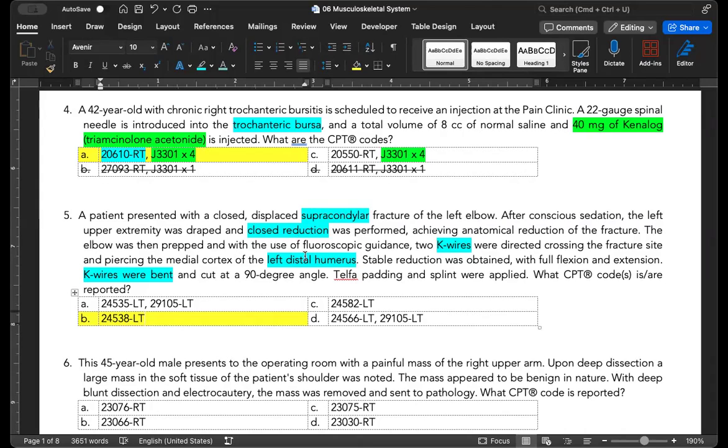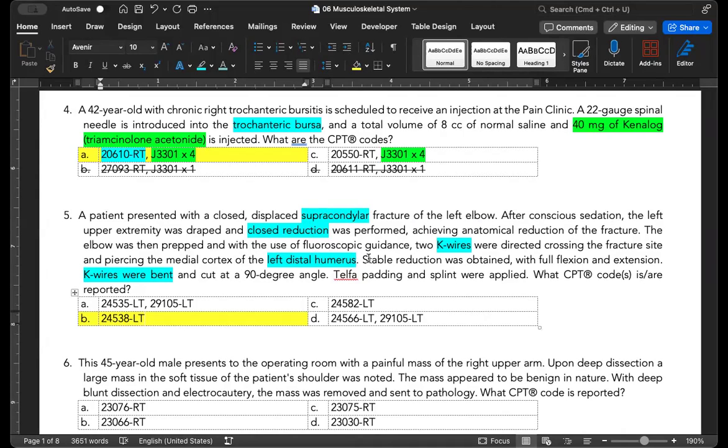Okay, I have a question about that. That would be in the real world setting, but in a testing setting, they're really not listing the fluoroscopy, correct? I mean, A, C, and D doesn't give you the 24538 option. So at that point, we just forget the fluoroscopy because it's not really listed as one of the options. Well, no, what I'm saying is that code does include the fluoroscopic guidance. So in the real world, we would not code it separately.